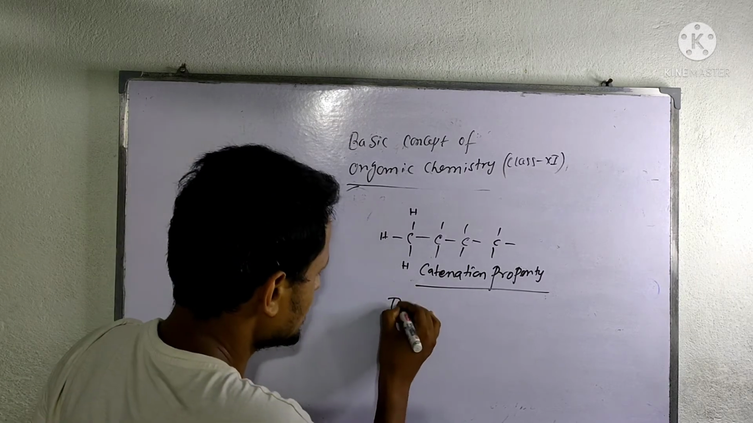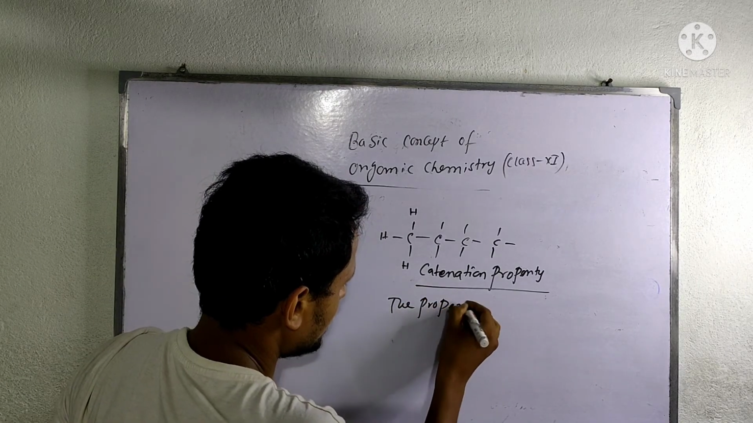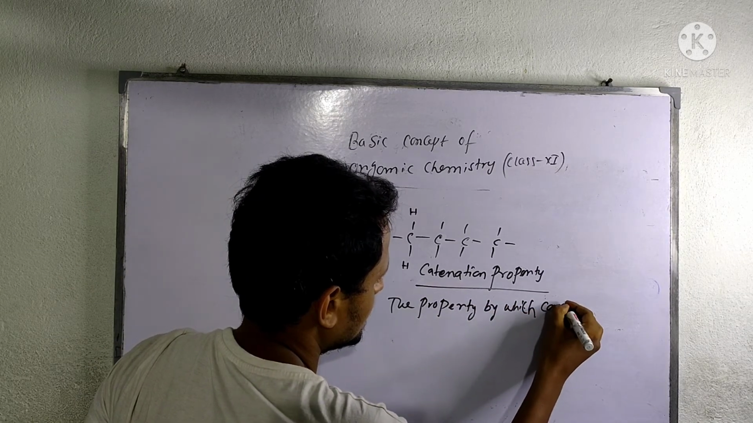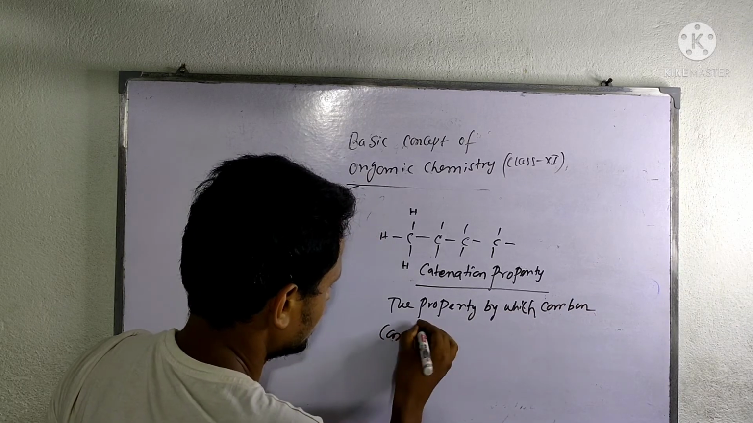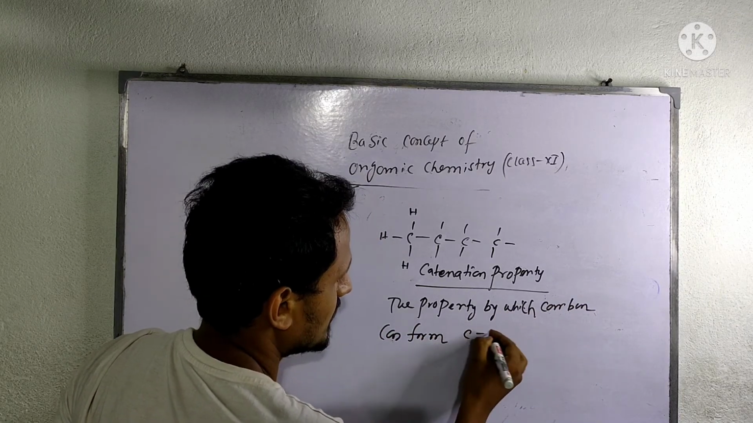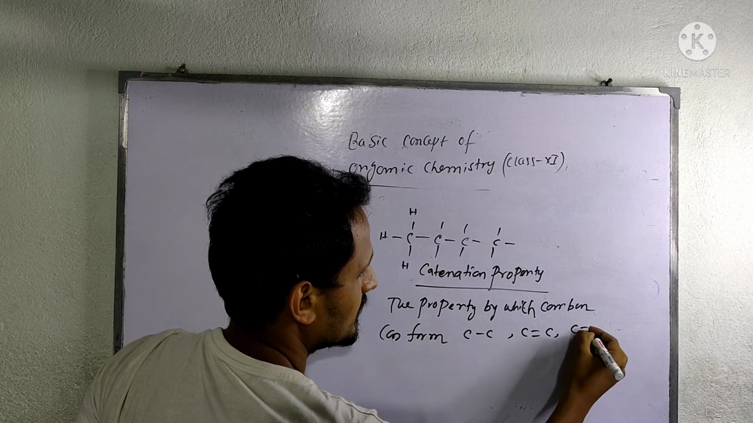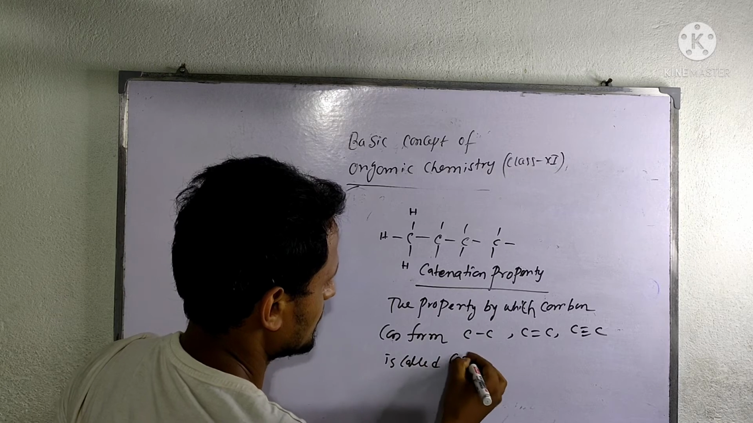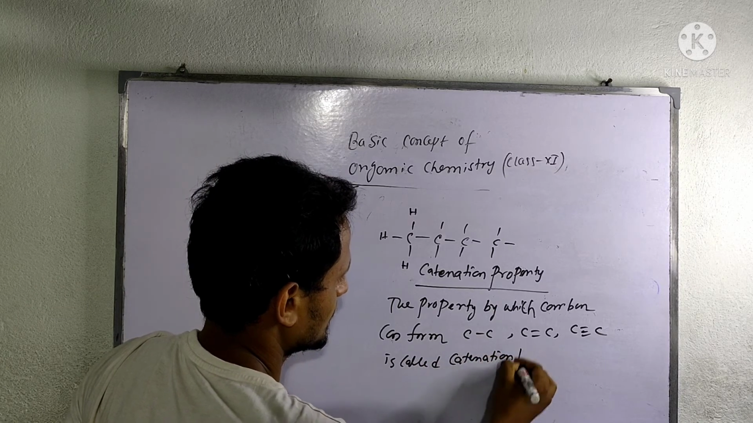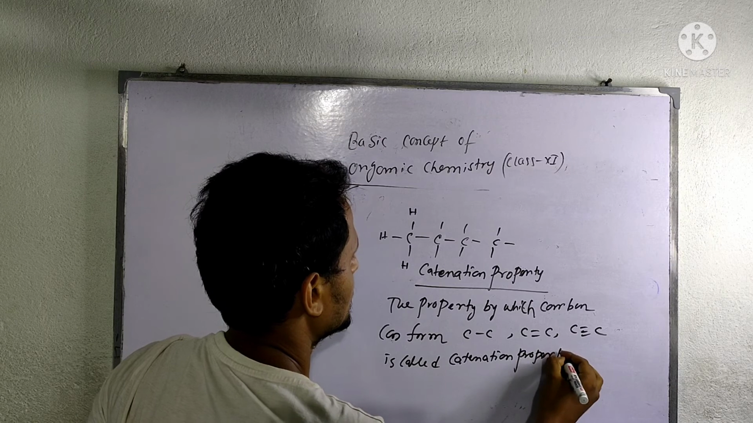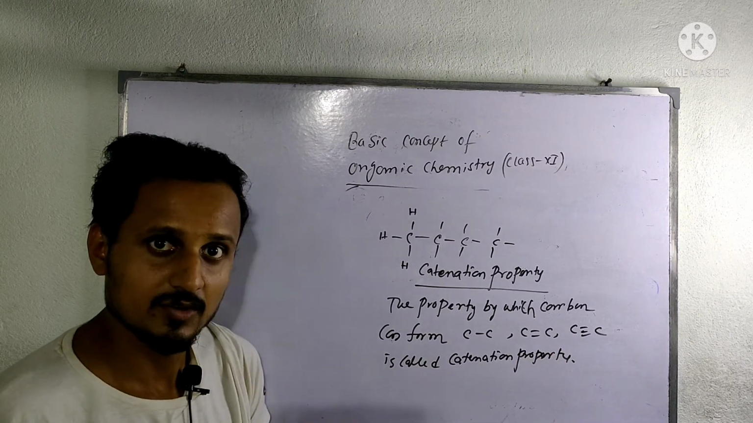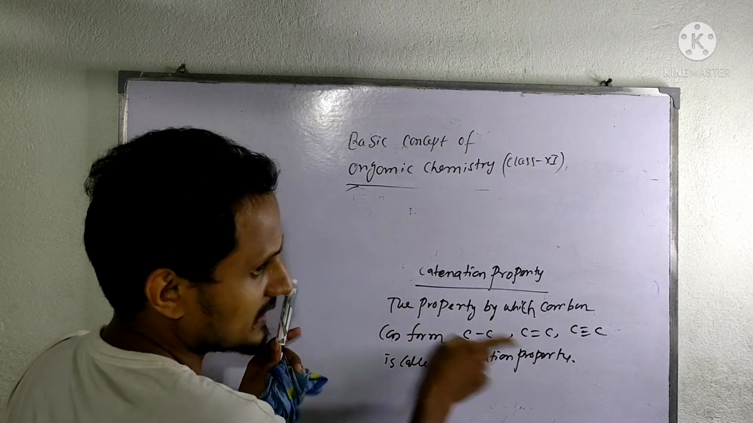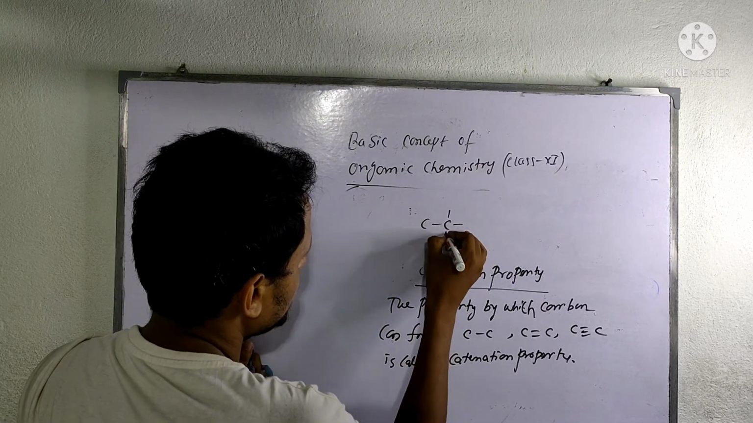The property by which carbon can form carbon-carbon single bond, carbon-carbon double bond, carbon-carbon triple bond is called catenation property. And from that property carbon can form a huge number of compounds. Now I am telling you single bonded compounds. This one is a single bonded compound.